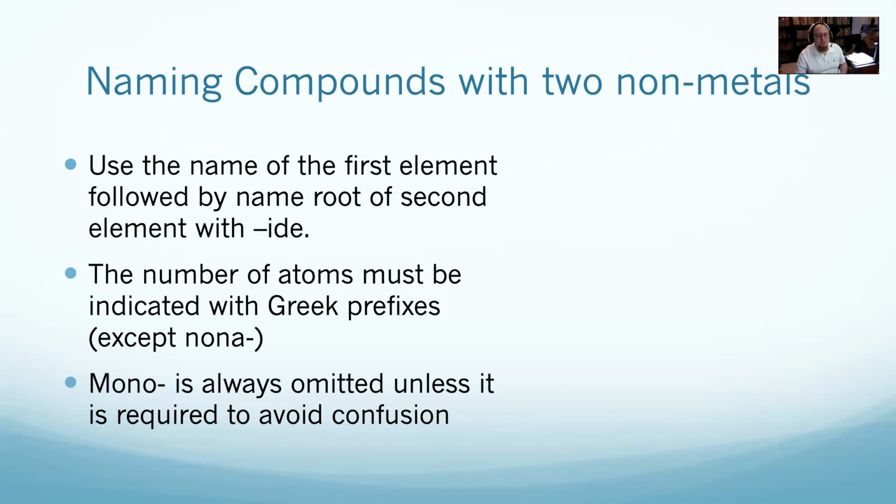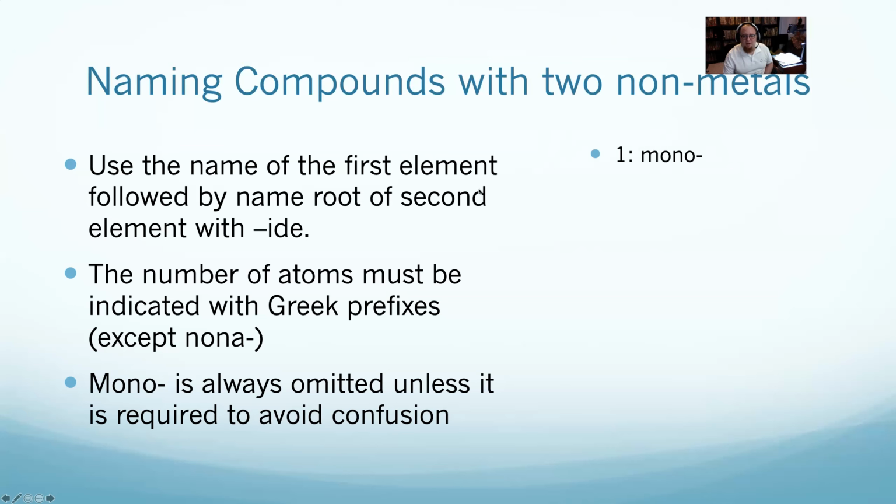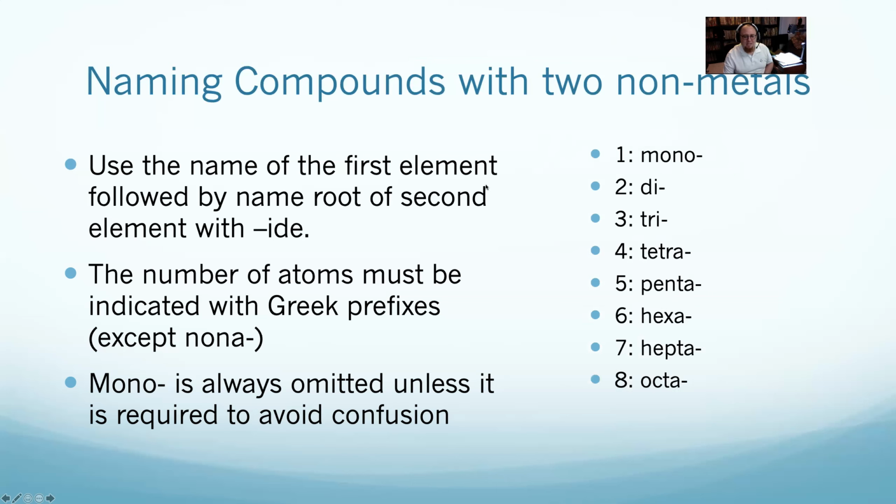There is an exception. You normally don't say mono. I'll come back to the exception in a second, but here are the Greek prefixes. 1 is mono, 2 is di, 3 is tri, 4 is tetra, 5 is penta, 6 is hexa, 7 is hepta, 8 is octa, 9 is nona, 10 is deca.